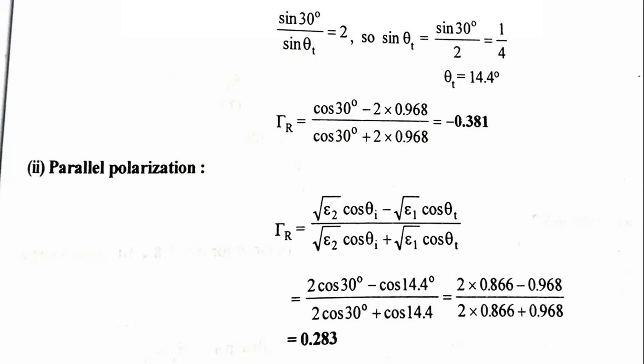Now last is the parallel polarization, that is the reflection coefficient Γr, root of epsilon 2 cos theta I minus root of epsilon 1 cos theta t, over root of epsilon 2 cos theta I plus root of epsilon 1 cos of theta t. That we are converting into the standard form. Okay, and you can substitute the values of the incidence, that is the permeability. You can substitute the angles 30 degrees and 14.4 degrees. In this way you will get 0.283.